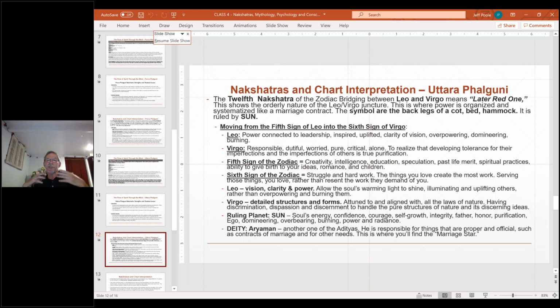So in the 5th sign of the zodiac, that's where you're creatively expressing it and educating people, and you're listening to the questions they ask and speculating on things. But the whole thing is really about the spiritual practices and the ability to give birth to those ideas as though they're your children. That whole creative nature of teaching it.